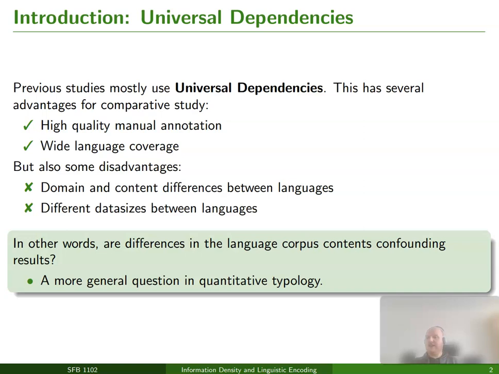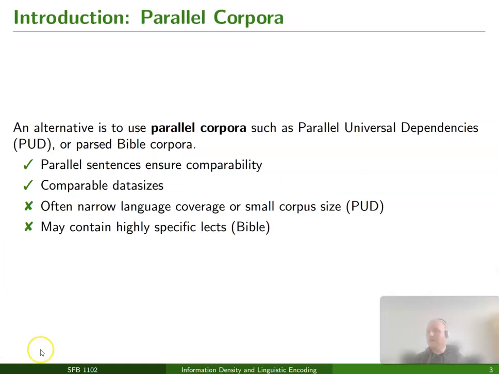And this is a wider question in quantitative typology. An alternative is to use parallel corpora, such as parallel universal dependencies or parsed Bible corpora. And this has advantages. Parallel sentences are more comparable in structure and content, and we balance data sizes. But we also often get narrow language coverage or small corpus size in the case of, for example, parallel universal dependencies, or highly specific lects that don't really reflect common language use in the target language, for example, in parsed religious texts.